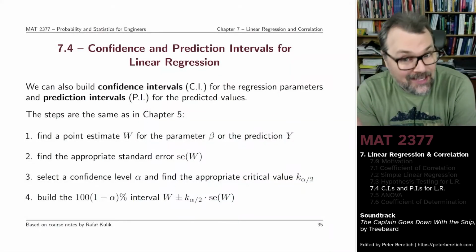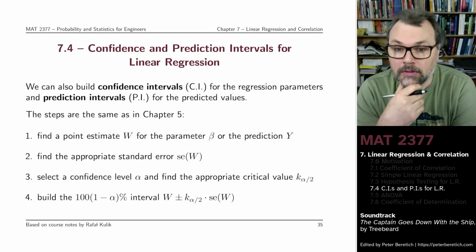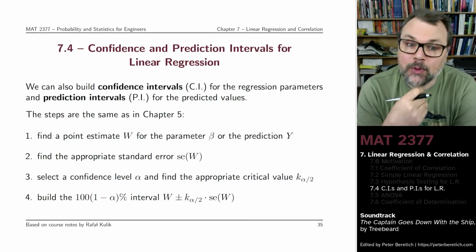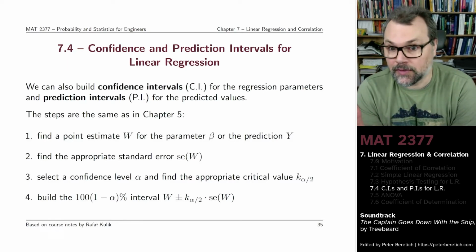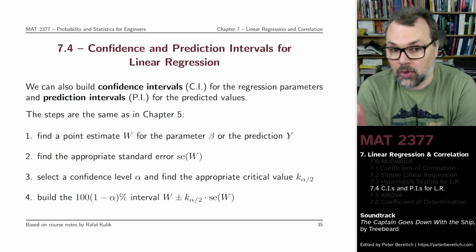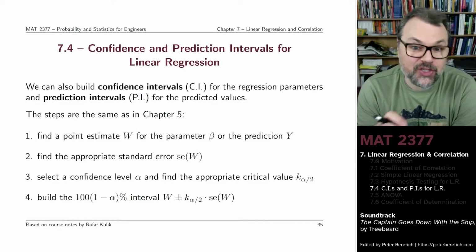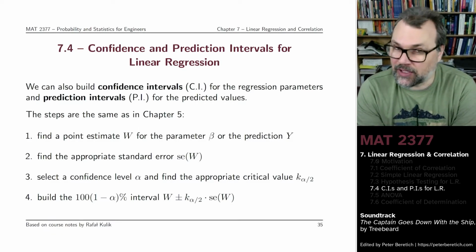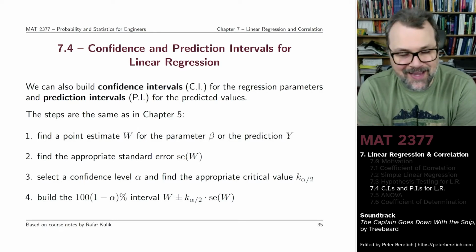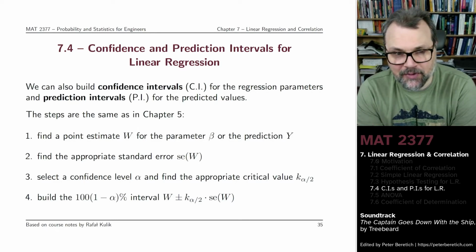Well, if we can test for the value of the regression parameters, we can also build confidence intervals for these regression parameters. We can also build something called prediction intervals. We haven't talked about prediction intervals yet. The steps are the same as those we saw in Chapter 5.